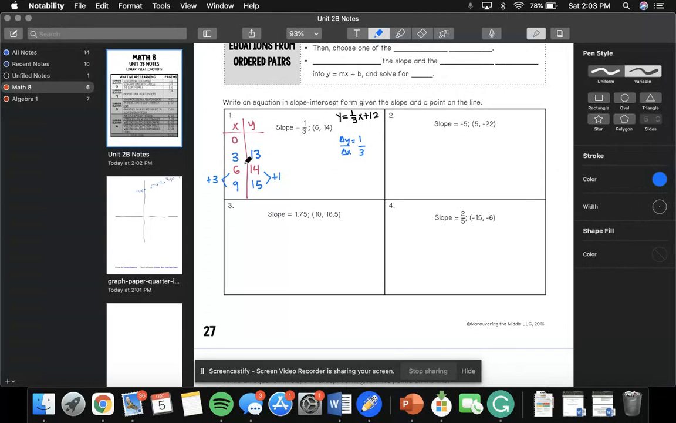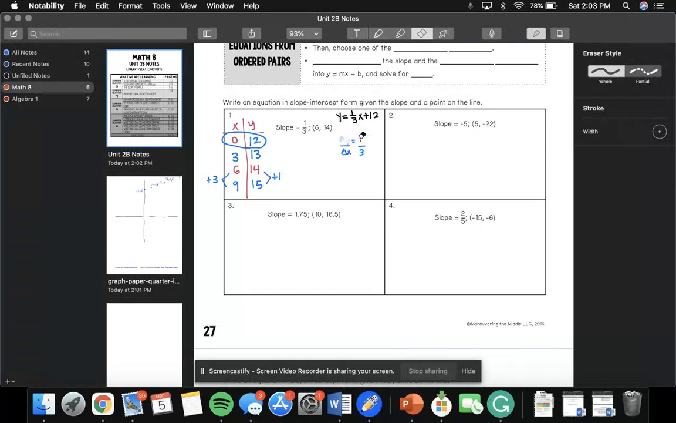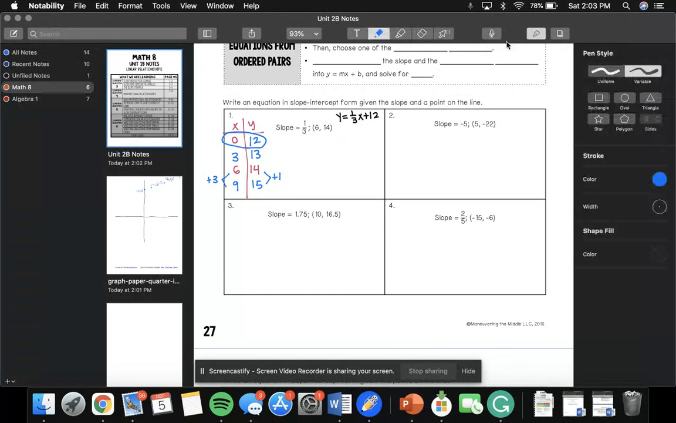Then I'm going to do it again. Instead of going up 1, I'm going to go backwards 1. So I'm at 12. And then instead of going up 3, I'm going to go backwards 3. So I can also visualize and see that (0, 12) is the starting point. Now again, this is fine, and that works really well as well.